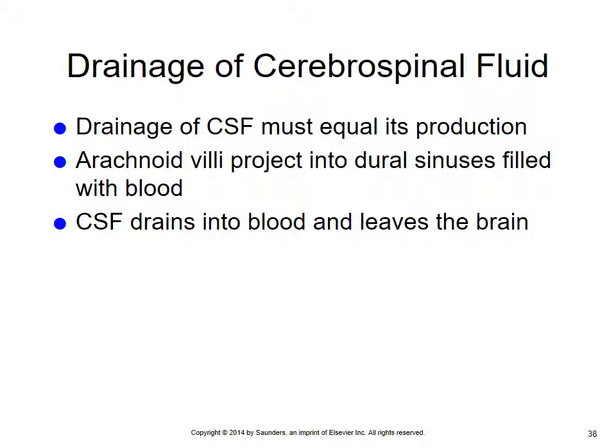Drainage of cerebrospinal fluid. The amount of CSF drained must equal the amount produced. What if the canal between the third and fourth ventricles becomes blocked, perhaps by a congenital malformation? The CSF would then accumulate in the ventricles, increasing intracranial pressure and pressing on brain tissue. Treatment could include shunting the CSF around the blockage.